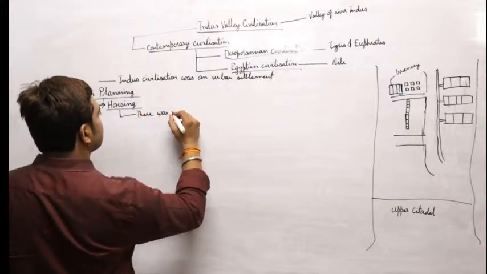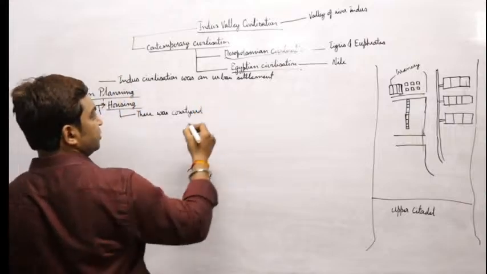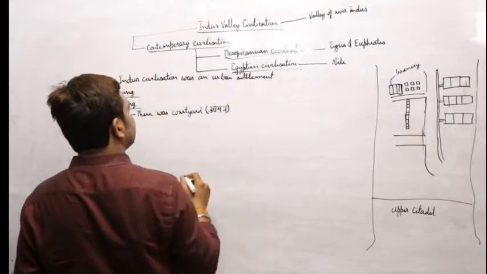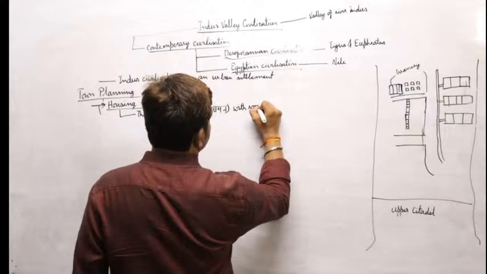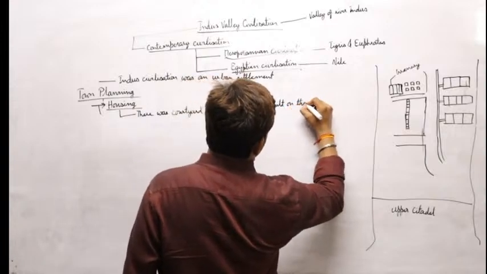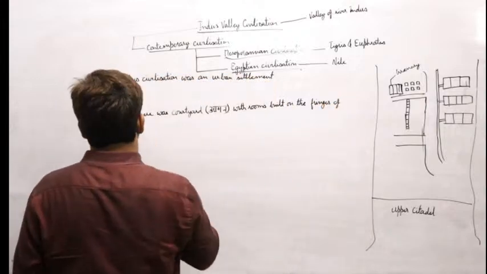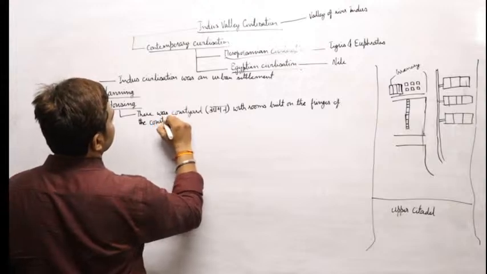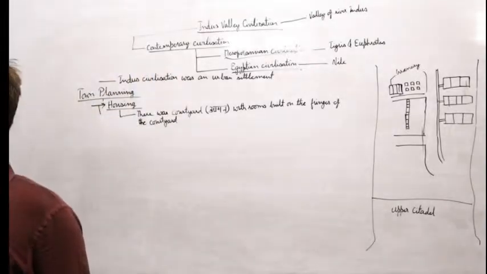There was a courtyard, which we still have in villages, angan, with rooms built on the fringes of the courtyard.